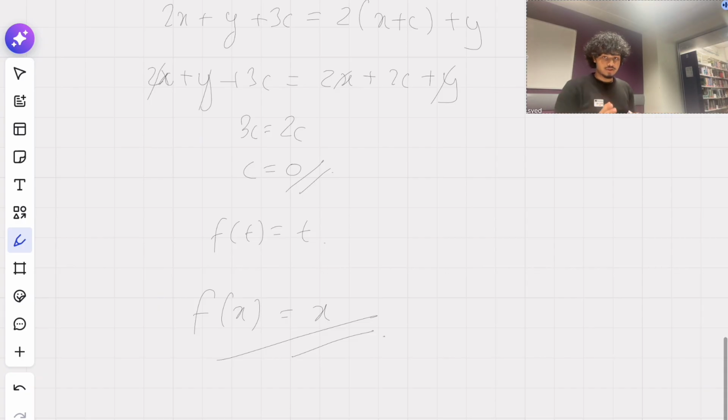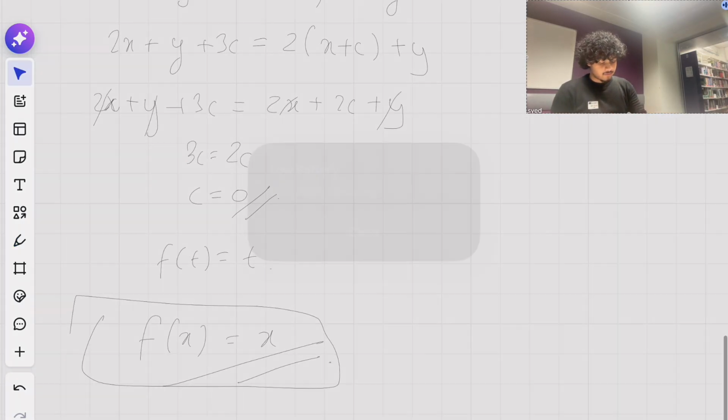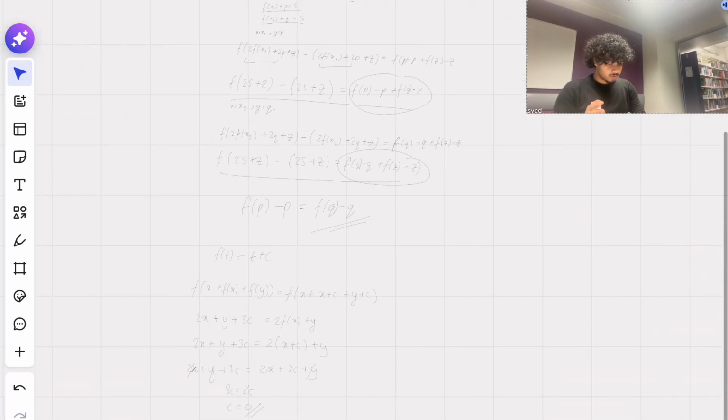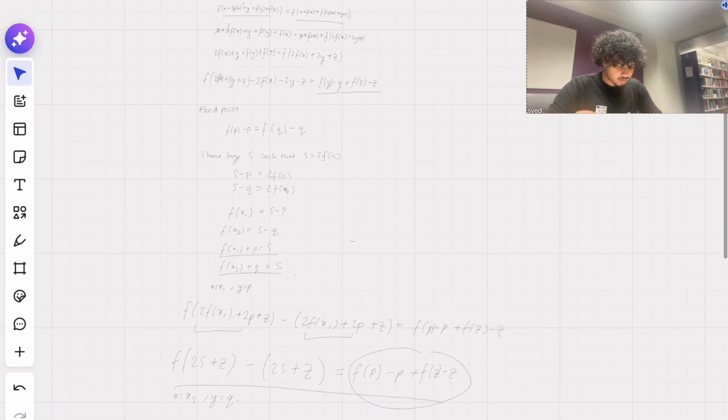And that is our only solution for this problem. This is a very difficult problem, a really difficult problem, and it has quite a lot of steps.